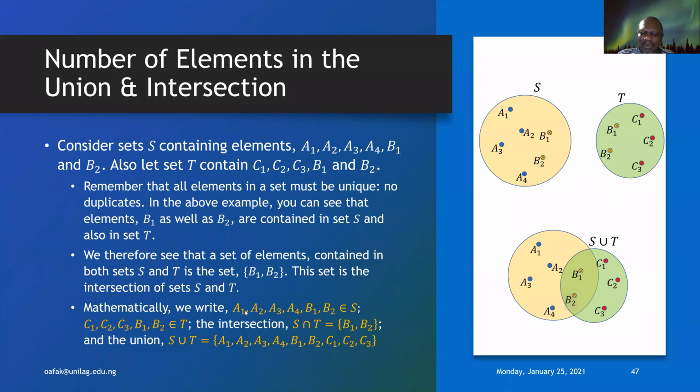Mathematically, we can write A1, A2, A3, A4, B1, B2 belong to S. C1, C2, C3, B1, B2 belong to T.